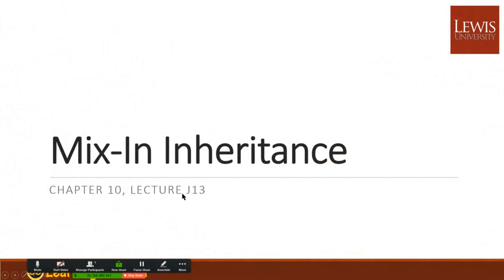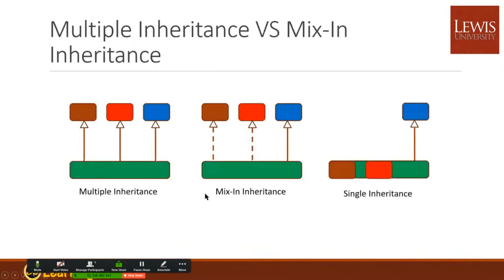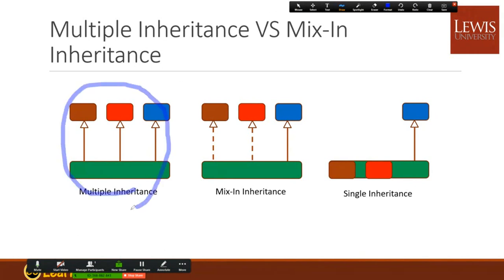Mixin Inheritance, lecture 13. Mixin Inheritance is for Java. So right here we have multiple inheritance versus mixin inheritance. Multiple inheritance is like the C++ language, where you can inherit multiple classes. Python also allows you to use multiple inheritance.